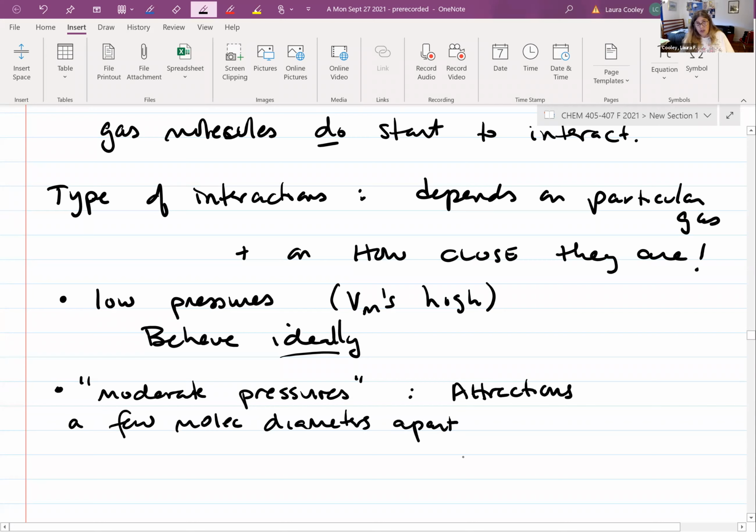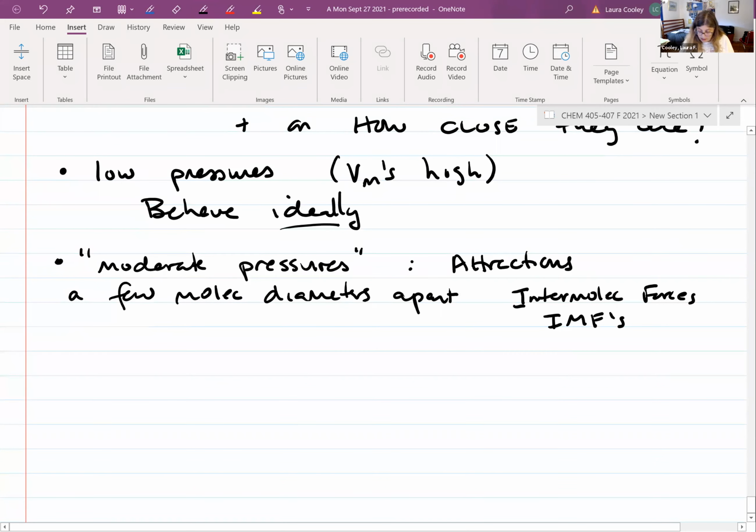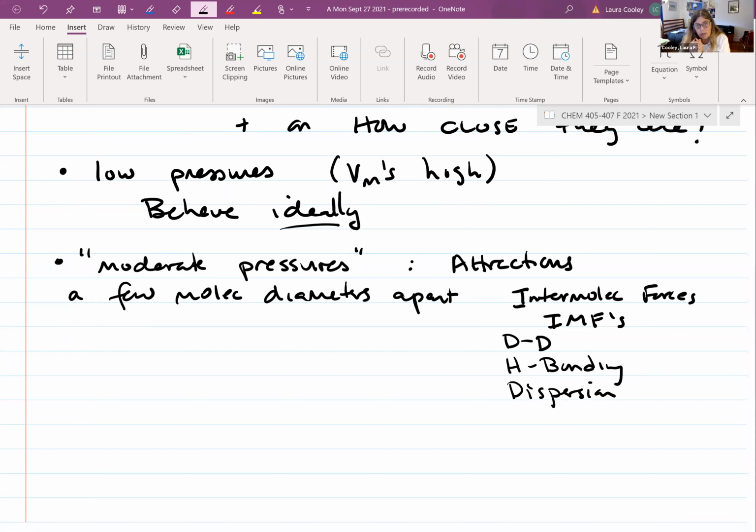What are these attractions due to? Well, they're due to intermolecular forces, which, if you had me for Gen Chem, I call IMFs. These are your dipole-dipole, your hydrogen bonding, and your dispersion forces. The same forces would exist in a gas, but only when the molar volumes start to get small, maybe a few molecular diameters apart, like I said.